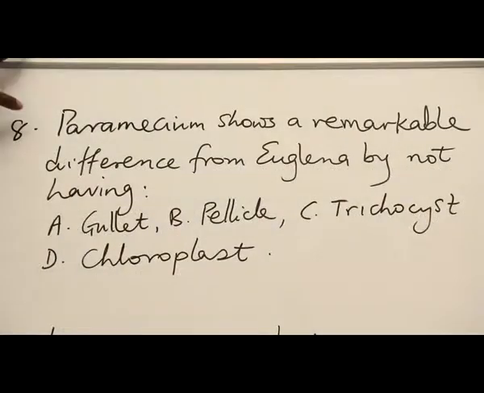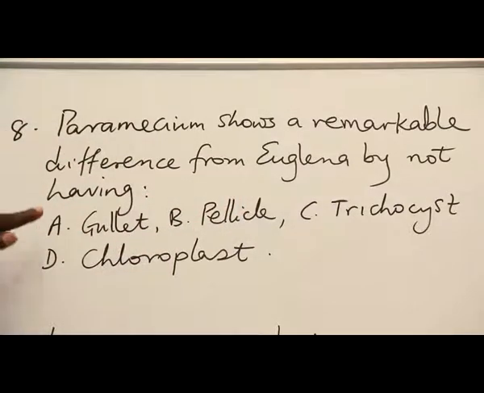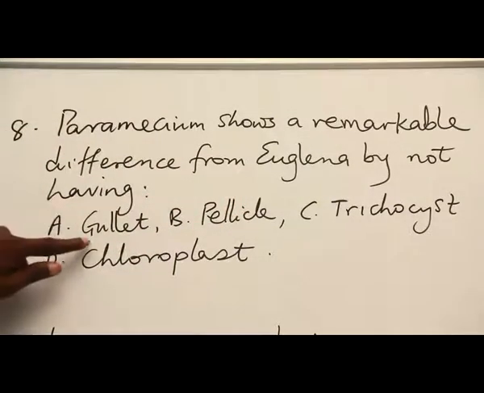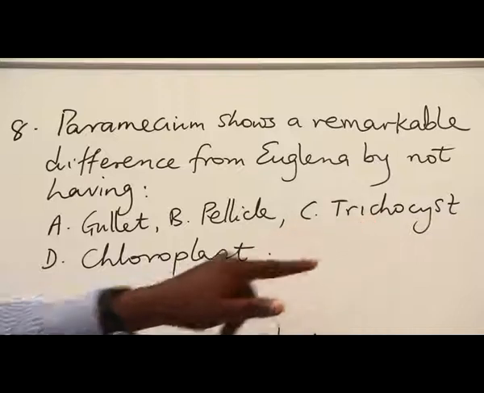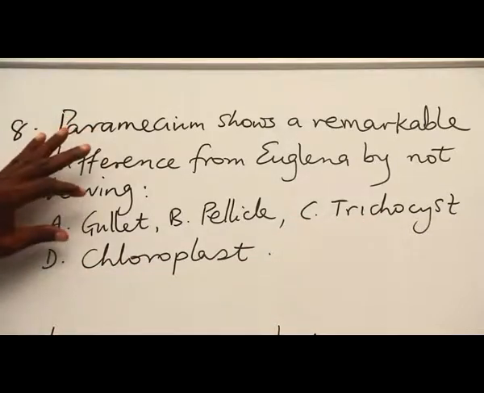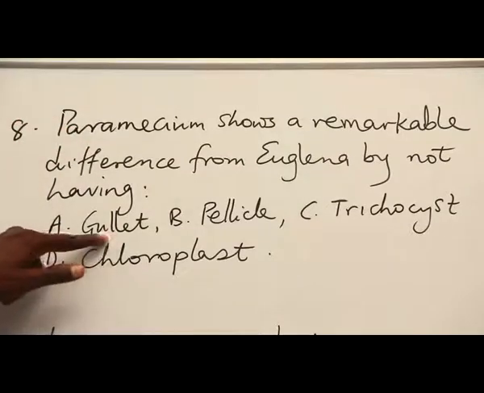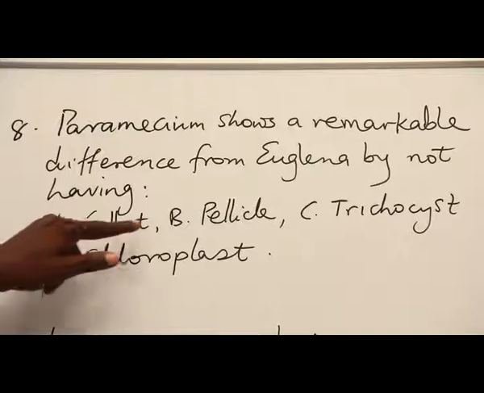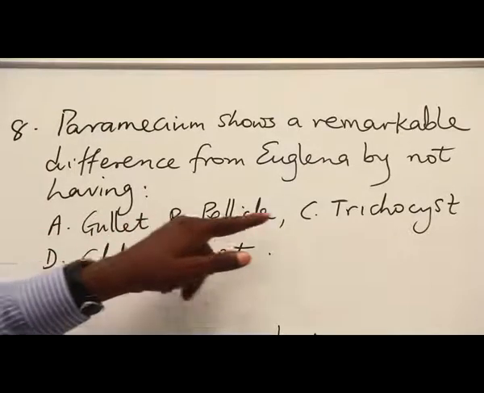Number 8. Paramecium shows a remarkable difference from euglena by not having: A, gullet. B, pellicle. C, trichocyst. And D, chloroplast. If you look at the diagram of paramecium and euglena, both of them have gullet. Pellicle is their cell membrane.